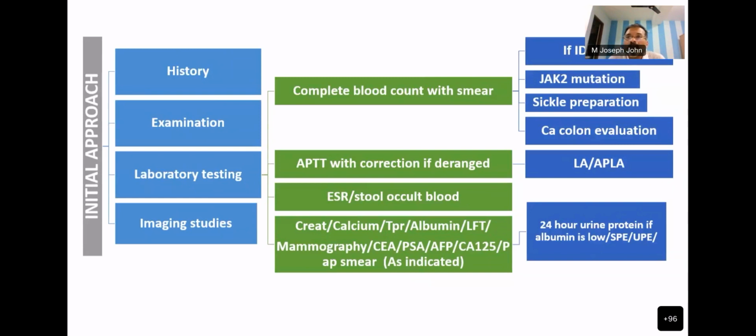A complete blood count will give you a position to look for IDA, a JAK2 mutation or a sickle cell preparation. We can also look for other causes of provoked diseases. The laboratory testing will also find out whether the APTT is deranged or not. That will tell you if it is an LA or an APLA. Imaging studies are also important.